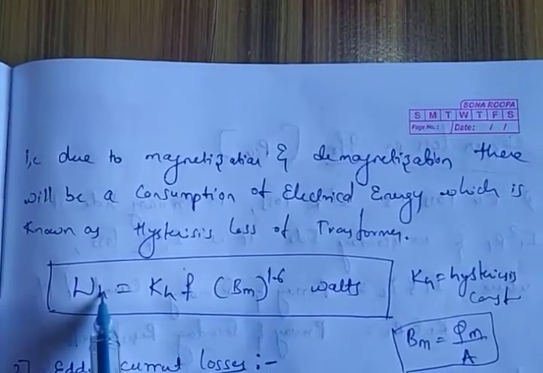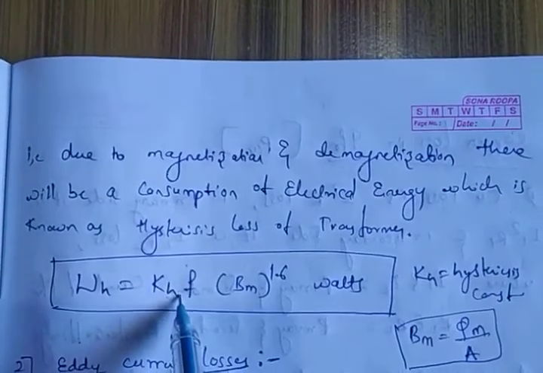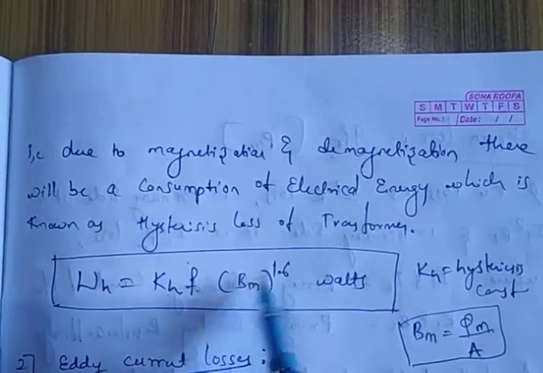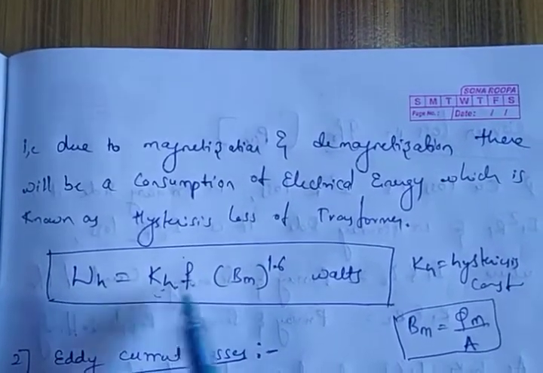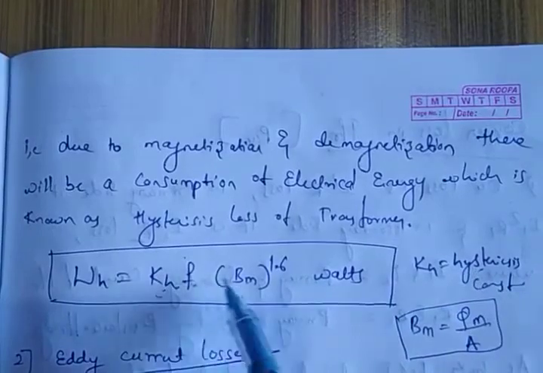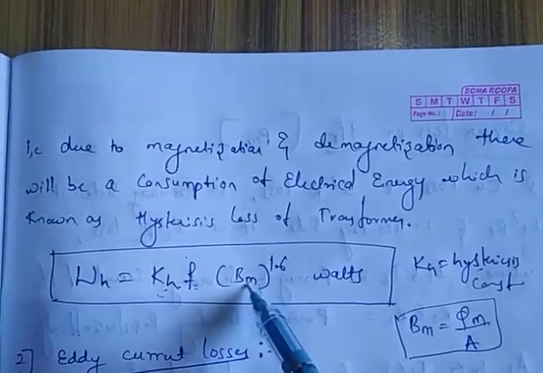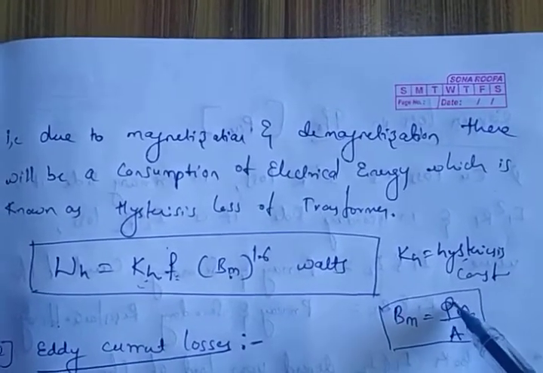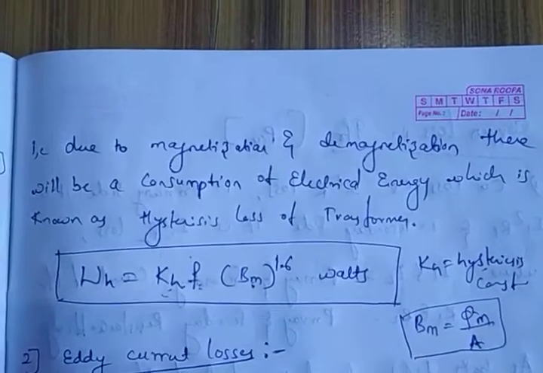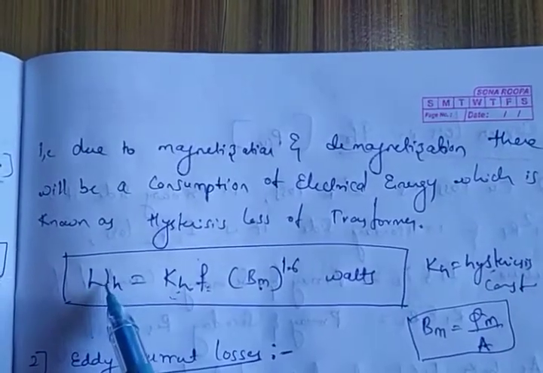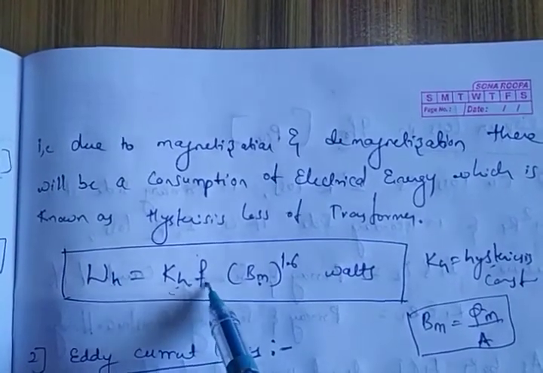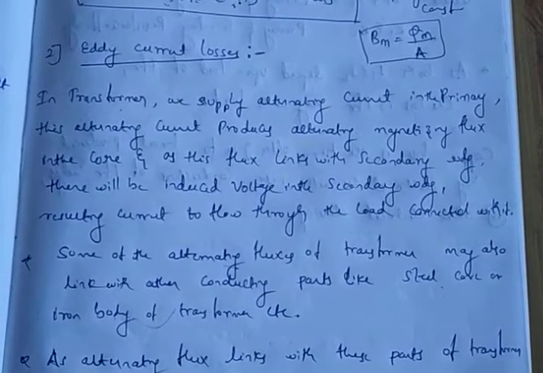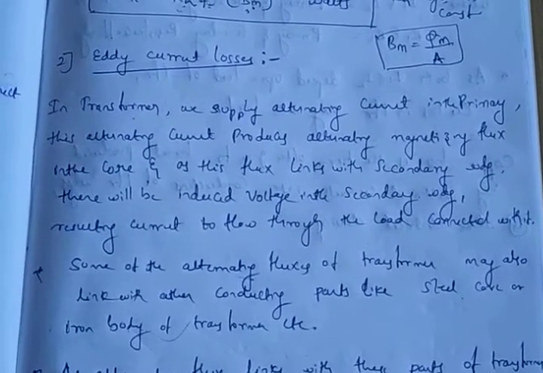The hysteresis loss is given by K suffix H into F into Bm raised to 1.6. Here K suffix H indicates the hysteresis constant, F is the frequency, and Bm is the flux density. The flux density is given by flux by area. So the hysteresis loss depends upon the frequency and the flux density. Let us discuss what we mean by eddy current losses.